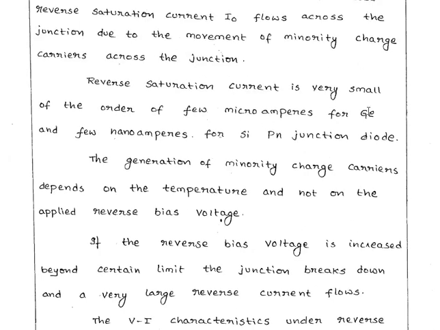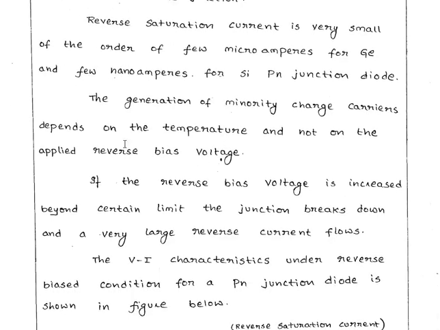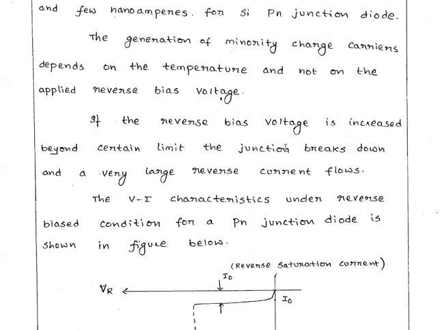Reverse saturation current will be a few microamps for germanium, and for silicon it will be a few nanoamps. The generation of minority charge carriers depends on the temperature and does not depend on the reverse biased voltage. That is, it does not depend on the supply voltage by the battery. The reverse biased current depends only on the temperature. If the reverse biased voltage is increased beyond a certain limit, the junction breakdown happens and a very large reverse current flows.